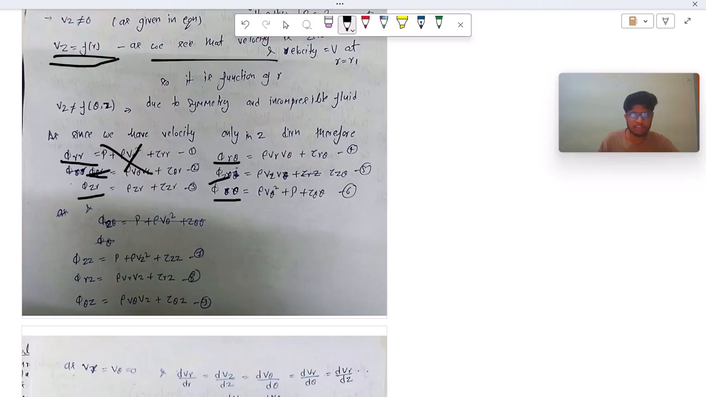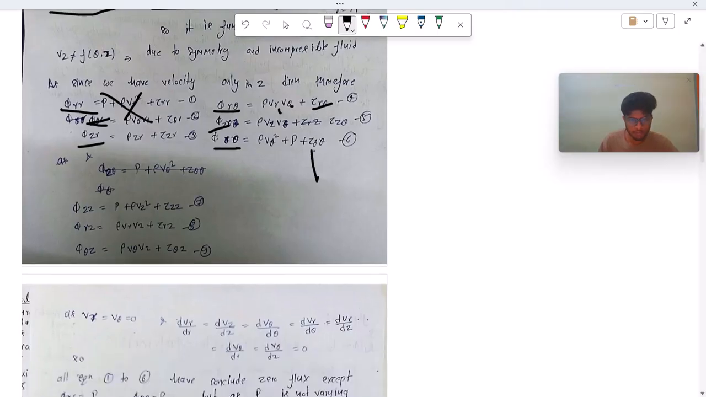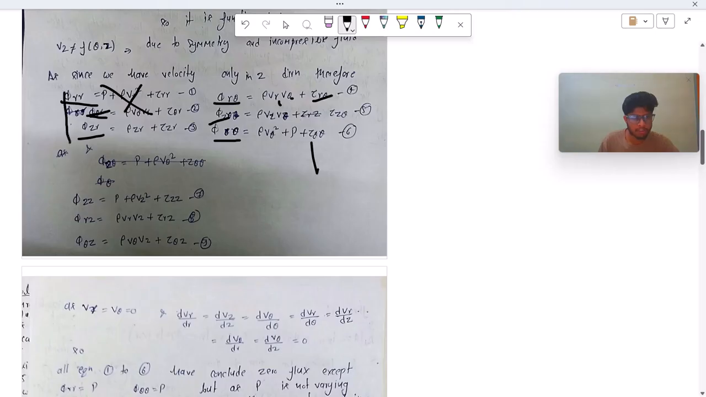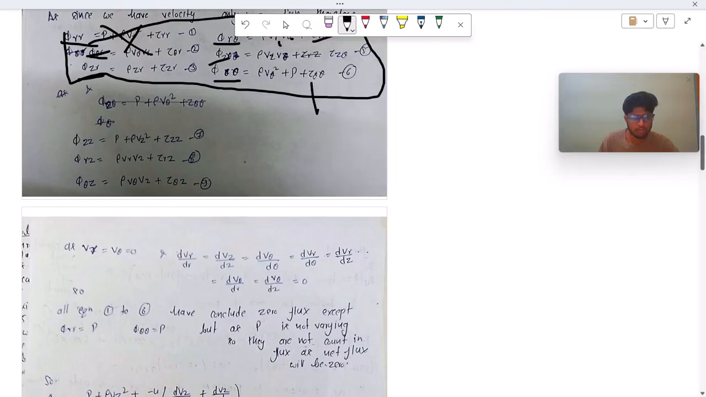And when we come to phi r theta, the theta momentum in r direction, we can see that Vr is 0, V theta is 0, and tau r theta is equal to minus mu dVr by d theta. So it is also 0, as Vr is 0, V theta is 0, and dVr by d theta is also 0 as there is no velocity component in r direction. Therefore, net momentum is 0 for all these 6 components. So we have only these three components that may contain some momentum.